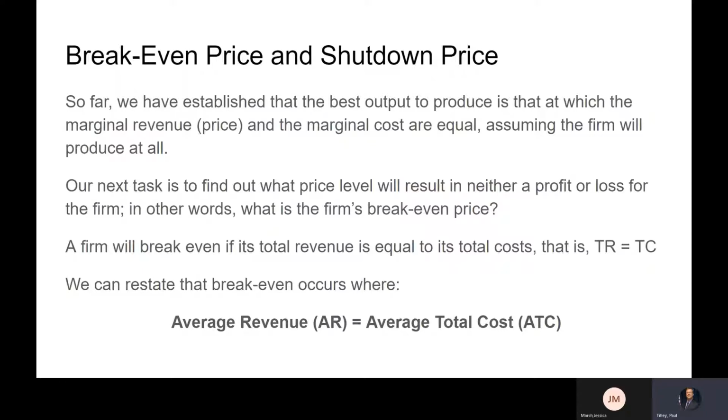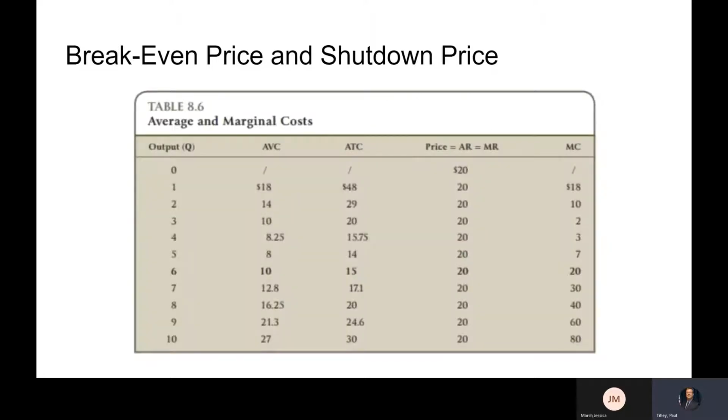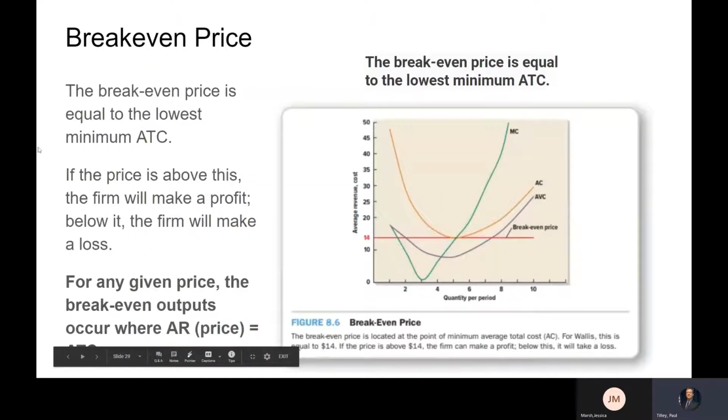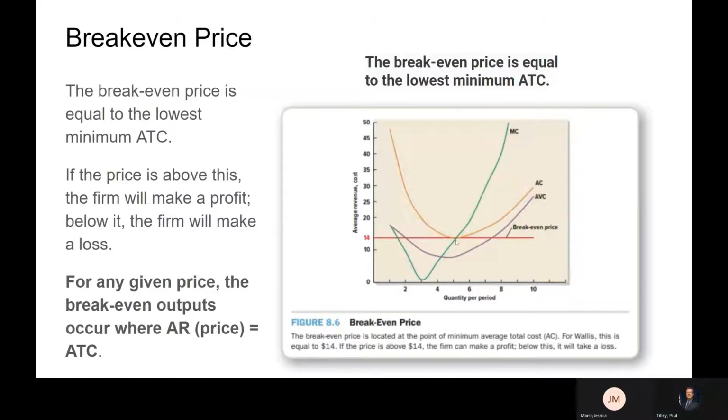You do want to be familiar with a couple of concepts: the break-even and the shutdown price. Effectively, the break-even price is the price where the company doesn't make any money. Its profit is 0. We can see here that we have some output, our average variable cost, our average total cost, the price, and our marginal cost. The break-even price is equal to the minimum average total cost, in other words, the point where our average total cost is lowest. So for any given price, the break-even output occurs when average revenue equals the average total cost.